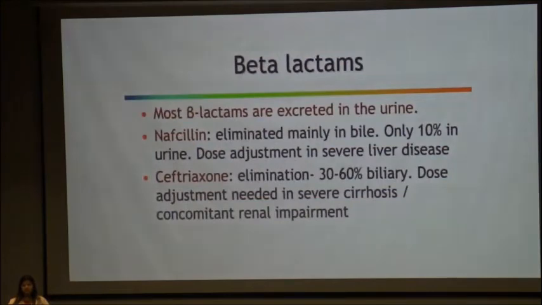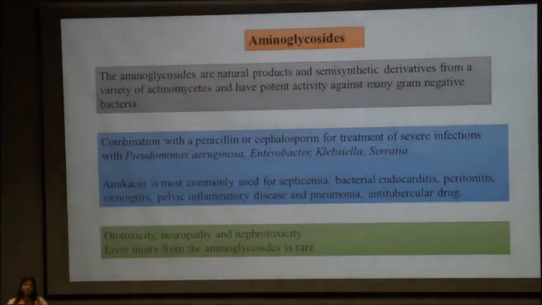So these beta-lactams, the ones that we have covered now, the penicillins, carbapenems, and the cephalosporins, are excreted in urine. A few like nafcillin, which is not very commonly used, is excreted in bile, only 10% in urine, and therefore if we need to give nafcillin, we need to have a dose adjustment. Ceftriaxone, as I've already mentioned, we need to do a dose adjustment, and also concomitant monitoring of these patients should be done.